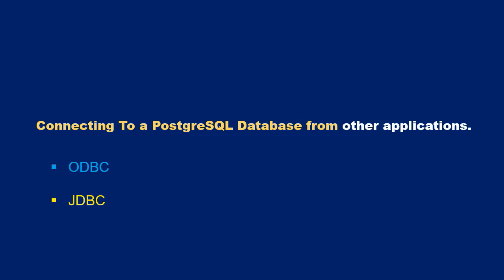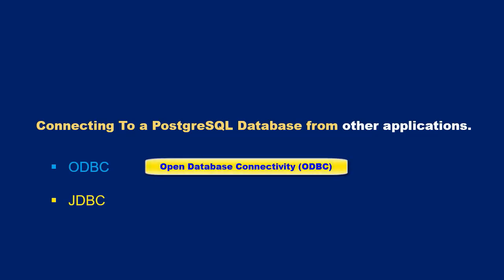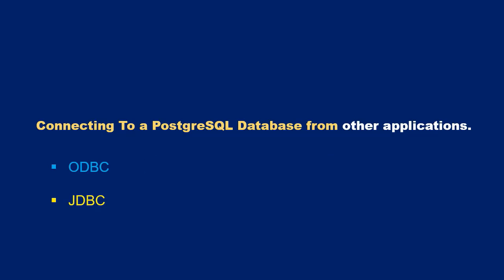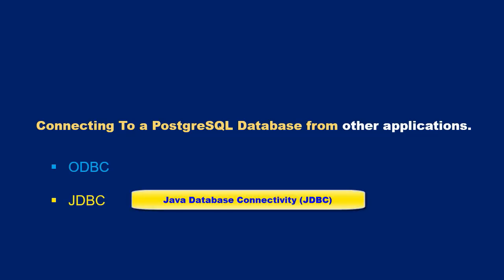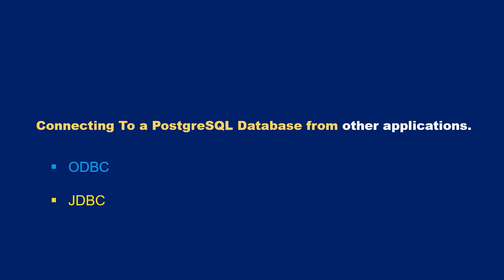So let me quickly explain what ODBC and JDBC are. ODBC stands for Open Database Connectivity. It is an open standard application programming interface, which is API, that is used for accessing a database. JDBC stands for Java Database Connectivity, which is an application programming interface as well, for the programming language Java. It defines how a client can access a database. So it's basically a Java-based data access technology used for Java database connectivity.